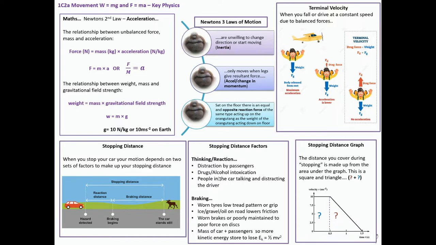Stopping distance factors, then. We need to think about if you were distracted by the passengers, you were drunk, you'd taken drugs, so you're intoxicated, that would be the same marking point. People talking in the car, distracting the driver as well, that could be another one. So it could be any other form of distraction. I suppose these two are the same point, but it's noise, it's distraction. Could be something outside of the car as a distraction as well.